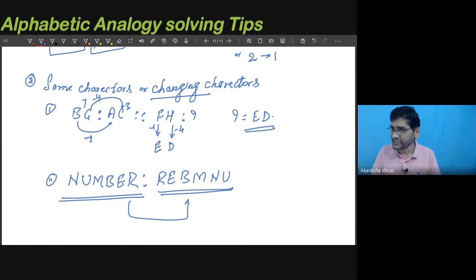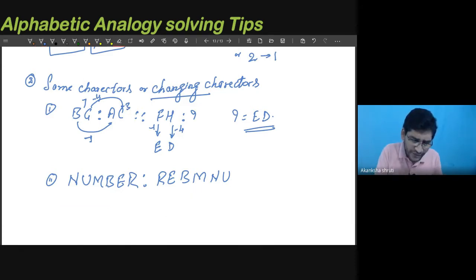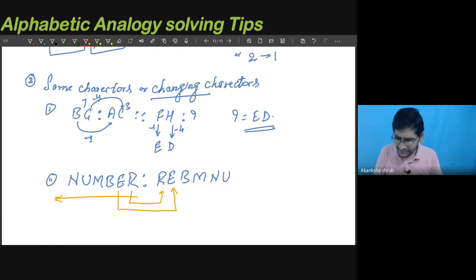If same characters, then you need to observe the relation. What is the position shift? Simply it means how they have changed. Here we are observing that R is written first, then E is written next to that, so it is written in reverse. Is it true? No. Still you have to observe it carefully. It may not always hold that the entire pattern is written in reverse fashion.